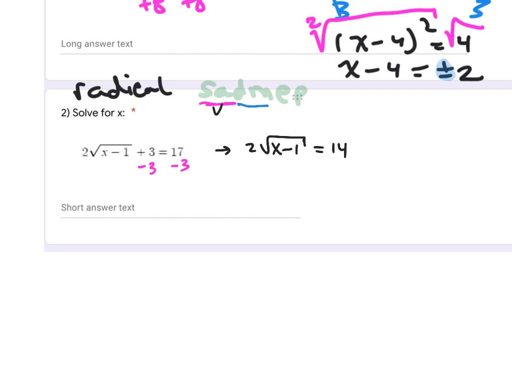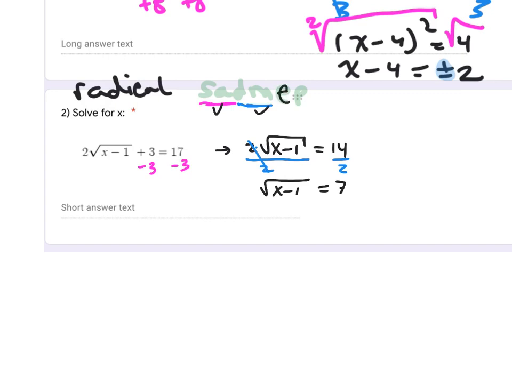I'm going to check for division or multiplication. I have this 2. So same thing, just like the parentheses. If I have a 2 in front of a square root or radical, that means multiplication. So I'm going to divide by 2. So I still have my square root. That's not done yet. What is that, 7? Okay, done. So now I'm at my E.